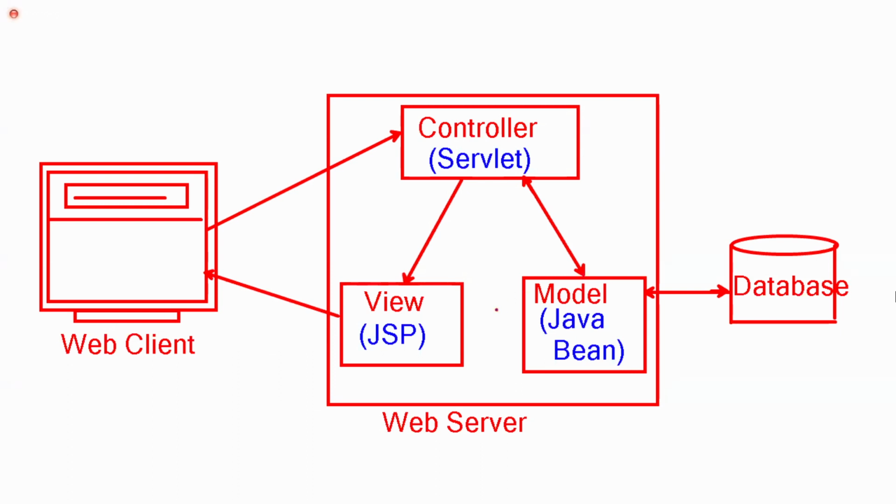Here also one Java Bean for the view. Two side arrows here, two side arrows here, two side arrows here, the remaining one side.